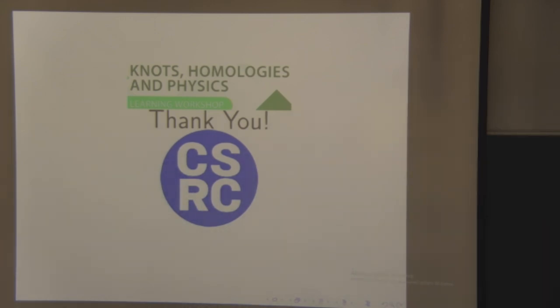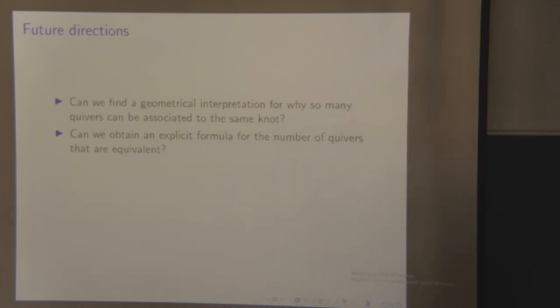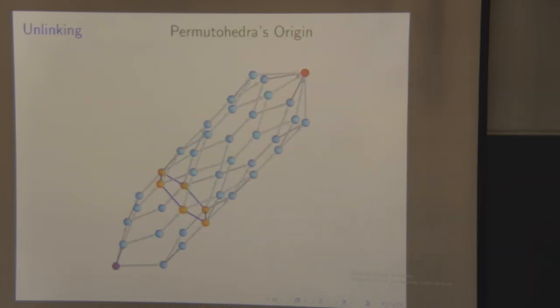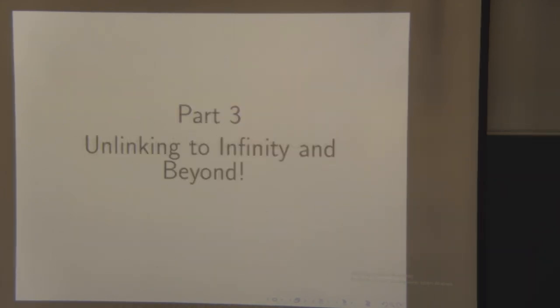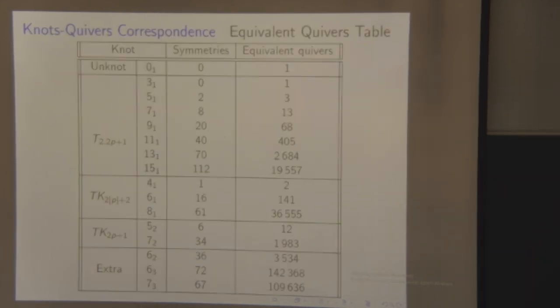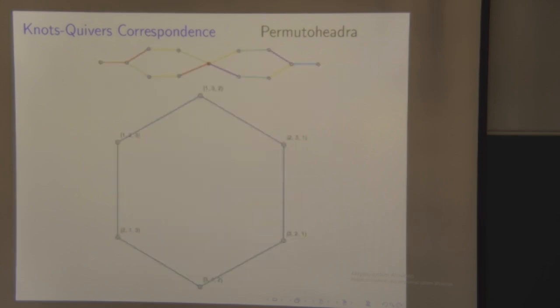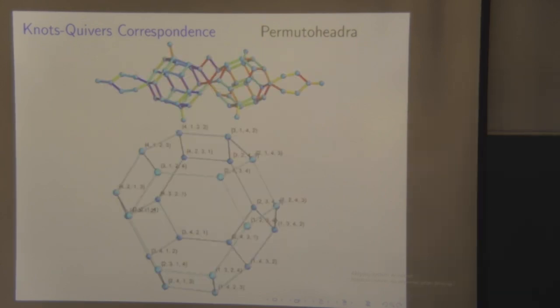Questions? Can you go back to the third diagram, like the third graph of this? This one, the next one. Yes. I can see the permutohedra, like the hexagons and the big ones, but there is this square thing between the big ones.